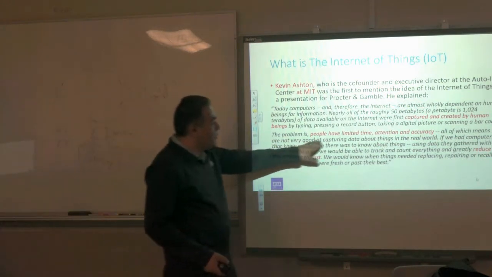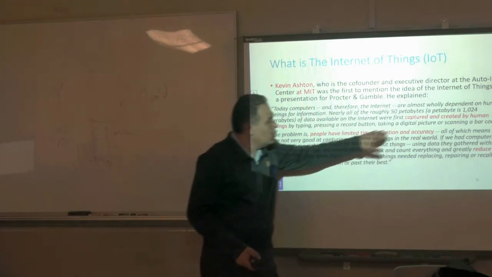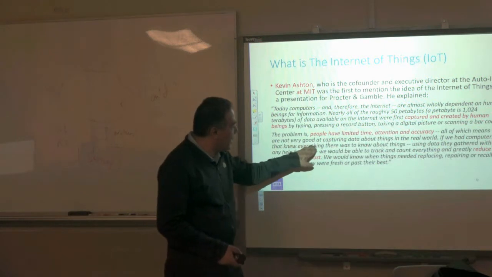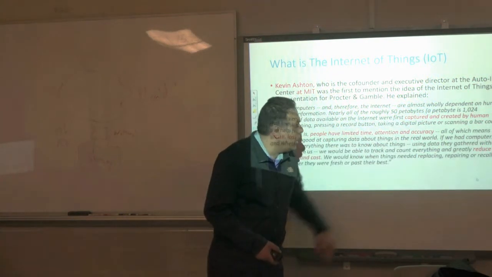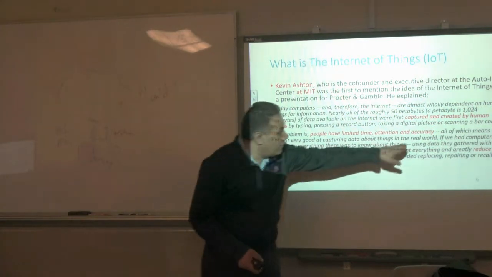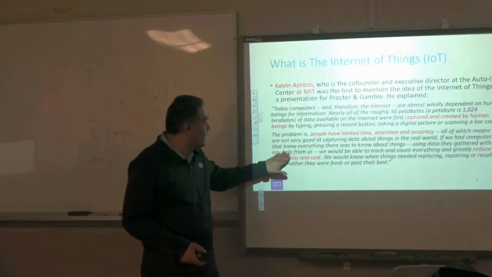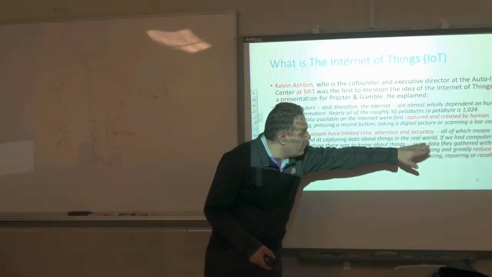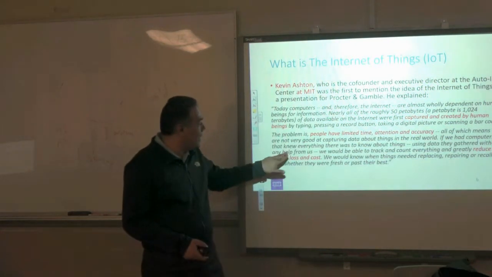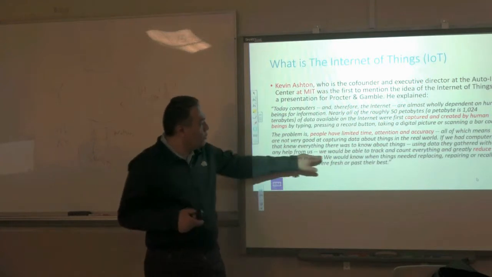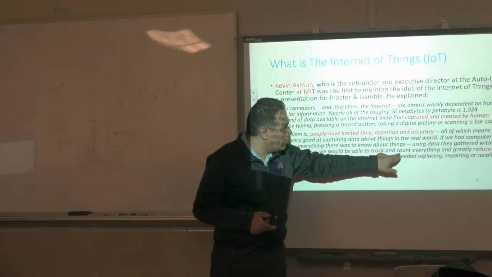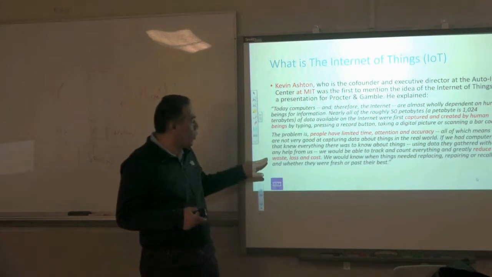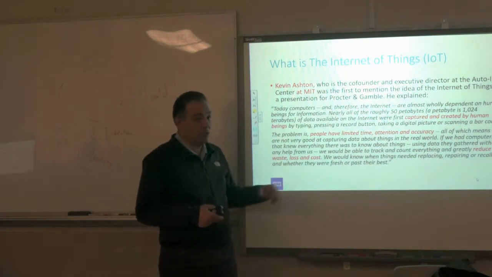So the problem is people have limited time, attention, and accuracy, all of which mean they are not very good at capturing data about things in the real world. If we had computers that knew everything there was to know about things using data gathered without any help from us, we would be able to track and count everything and greatly reduce waste, loss, and cost.